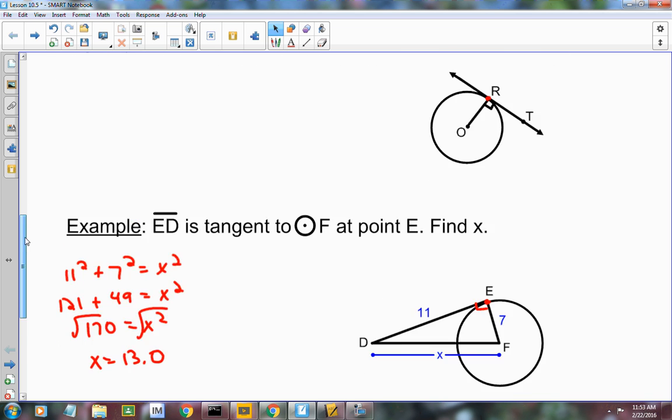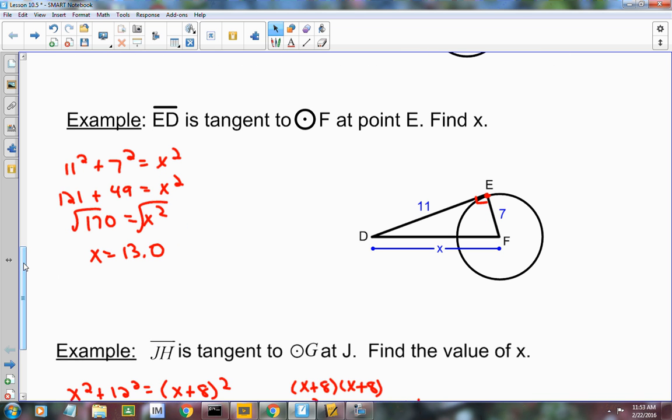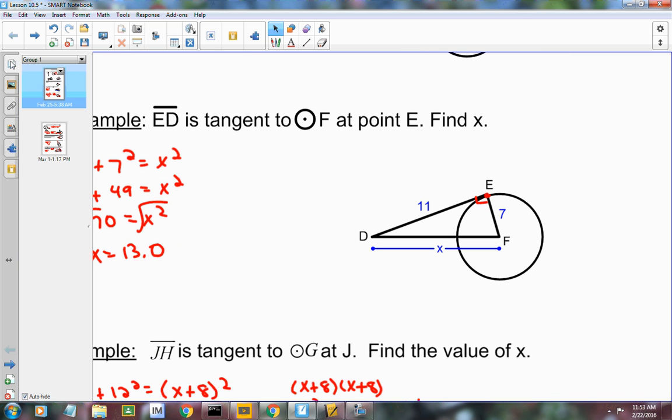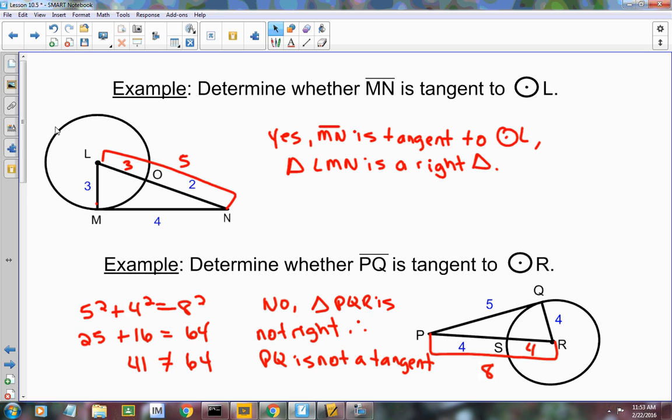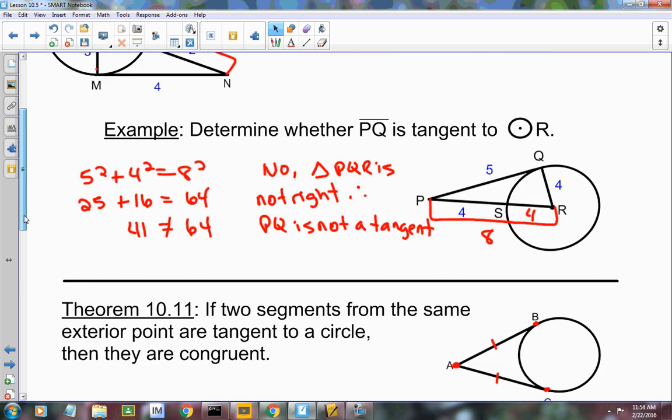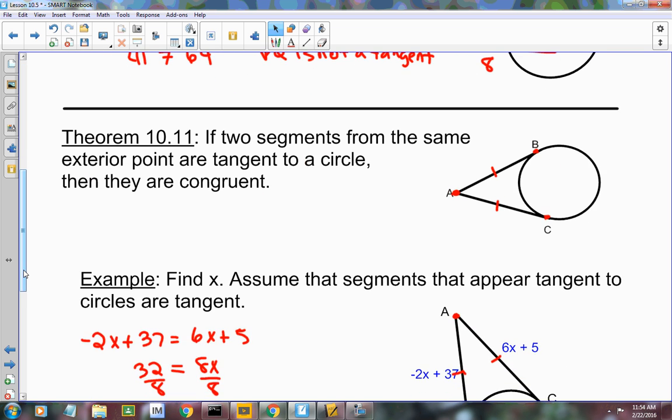Okay, and we can use the Pythagorean theorem to find the missing pieces of triangles that are created like that. Also to determine if the line is tangent. Again, we can use the Pythagorean theorem. And then the last thing we learned is what's true about the segments that are tangent to a circle from the same exterior point. They're congruent to each other.